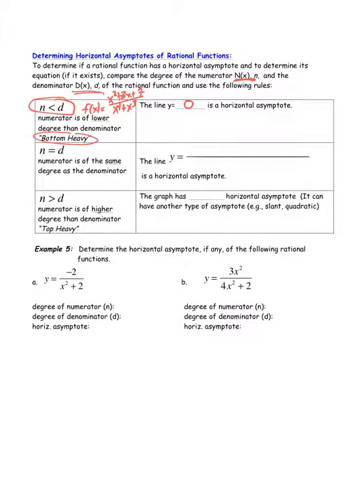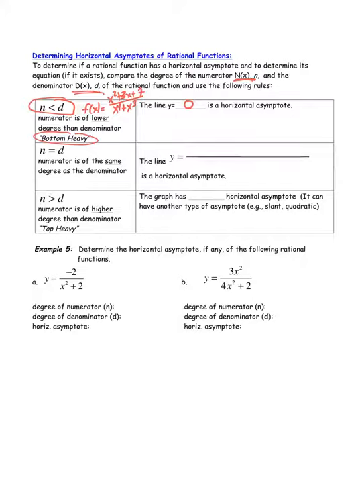And that's because as we put larger and larger values in for x, the denominator is going to be much larger than the numerator. So we're going to have a small value in the numerator, relatively speaking, over a much larger value in the denominator, which is going to get closer and closer to 0.